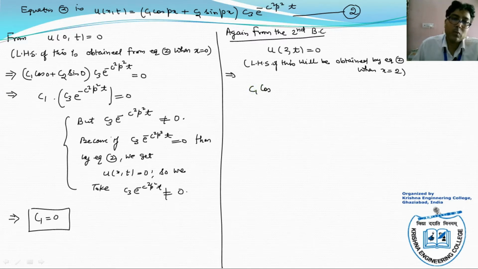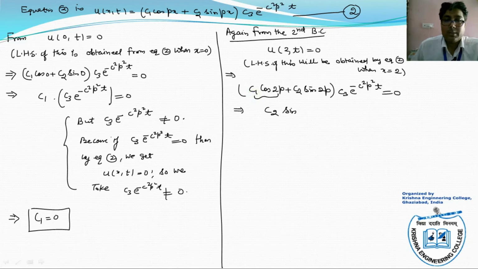C1 cos 2p plus C2 sin 2p into C3 e to the power minus c square p square t is equal to 0. The value of C1 is equal to 0. So, this term becomes 0. So, we get C2 into sin 2p into C3 e to the power minus c square p square t is equal to 0.